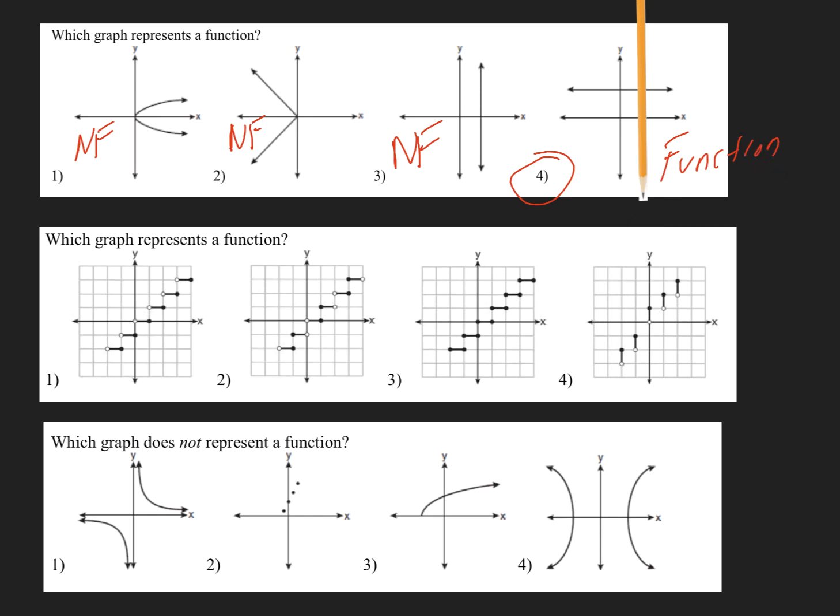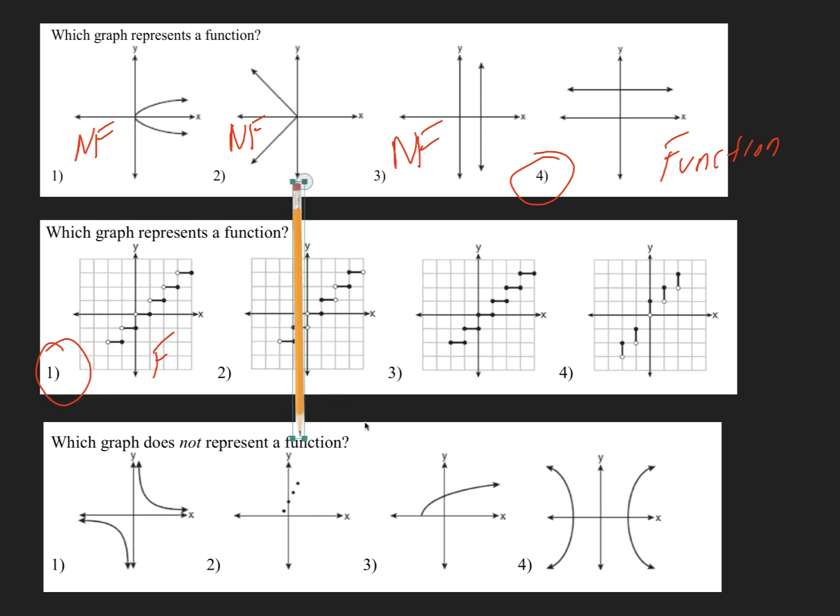Let's try example number 2. Okay, which graph represents a function? Okay, I put my pencil here. I notice that one circle is closed and one is open, which means I'm only using 1 point. So it's only actually touching 1 point. So this is a function. So my answer is 1. Don't have to go any further. But let's look at the others.